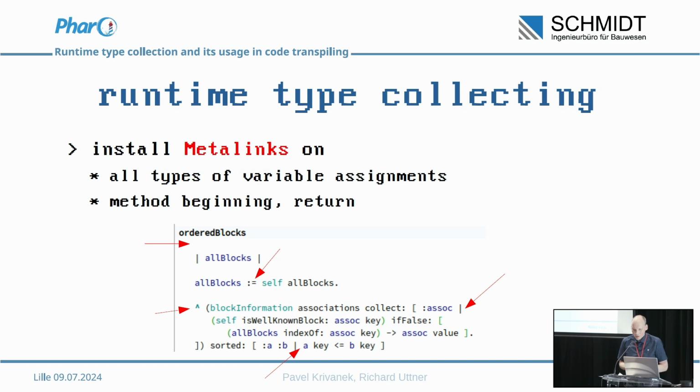How do we collect types? We use metalinks. We install metalinks on various places inside the method. In the beginning, we collect the types of incoming arguments. We apply metalinks on assignments, and of course at the beginning of each block invocation, because then you need to collect the types of block arguments. And of course when we return from the method, we also need to check what the return value is.